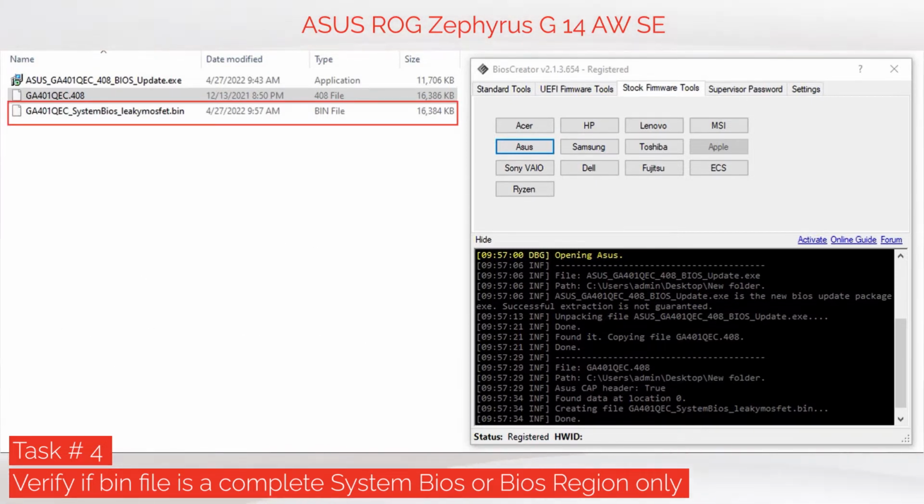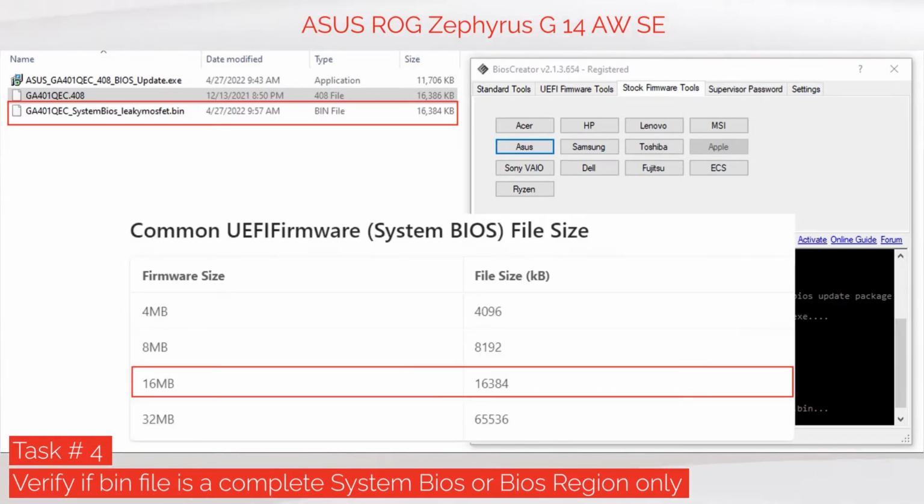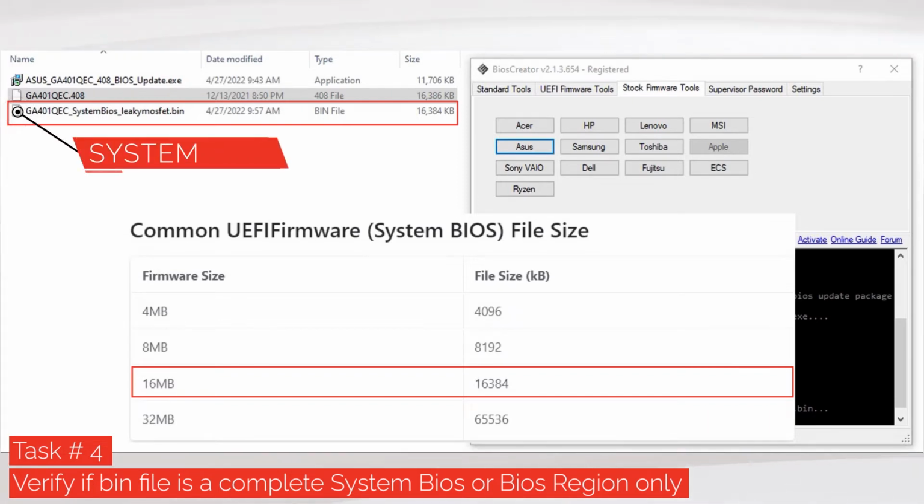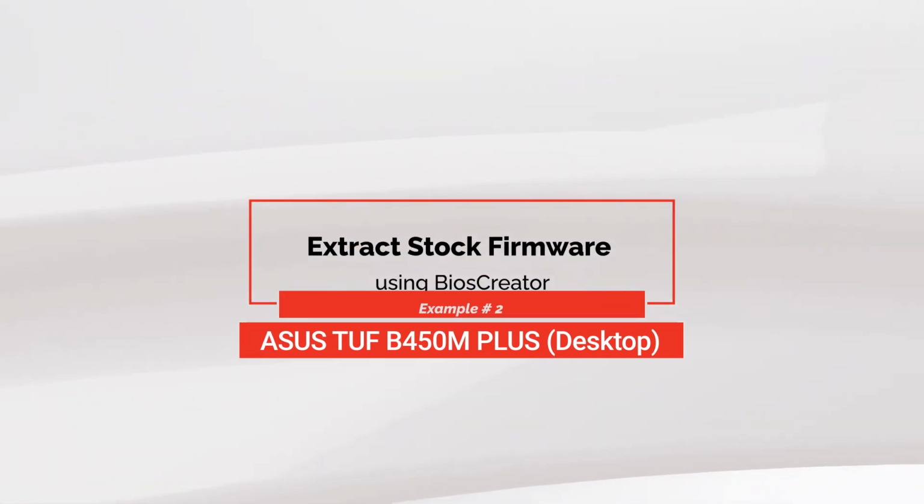Now we are going to look at our bin file to verify if it is a valid firmware size for system BIOS. Here's an example of a valid firmware size for system BIOS. As you can see, our bin file has 16,384 kilobytes, and a valid firmware size for system BIOS is also 16,384 kilobytes, so this bin file is a valid system BIOS firmware. This bin file is now ready to be flashed using an SPI programmer. Next, we will proceed to our example number 2.